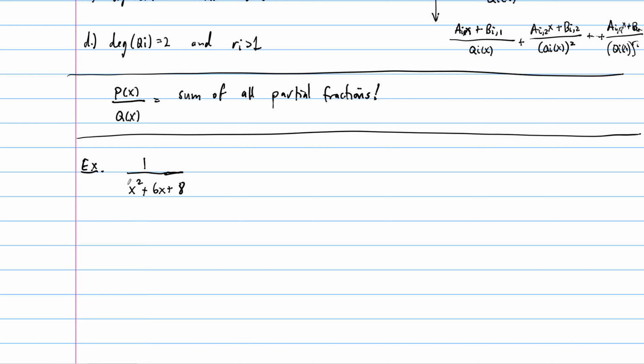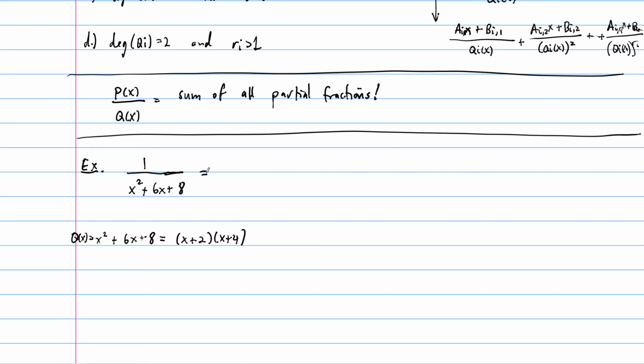Number 2, we have to ask, can we factor this denominator? This is our q of x in terms of my table. So q of x is x squared plus 6x plus 8. Does it factor? Oh yeah, it factors to be x plus 2 times x plus 4. These are both linear factors, and their multiplicities are 1. If there's no exponent written, then the exponent is 1.